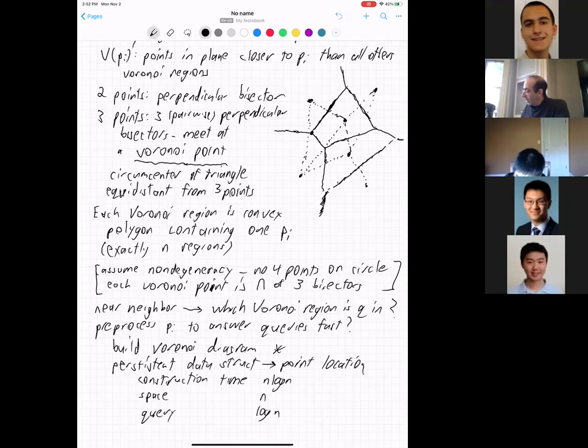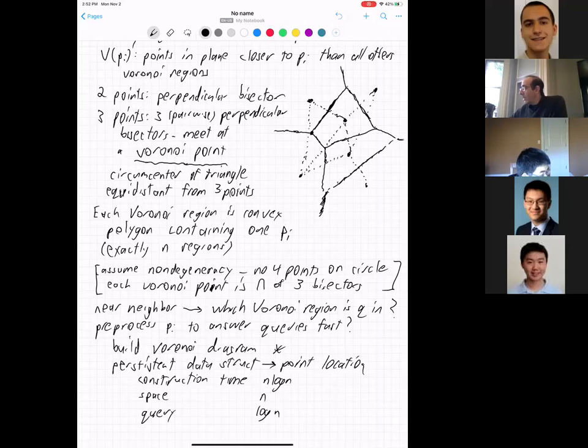So that seems pretty good. We take this Voronoi diagram and we build a data structure that takes linear space. We can construct it in nearly linear time, and then we can answer queries about the containing polygon in log n time. And of course, those give us answers to the nearest neighbor query as well. So these two things fit together really nicely.